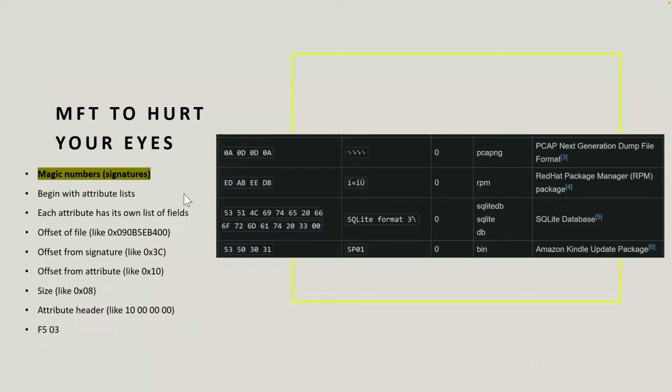What's important to you is the offset of the file, which is how far this is from the very beginning of this entire drive. You have offset from the signature, which means how far the metadata you're looking for is from the beginning of the file. Then you have the offset from the attributes. Since you've chunked your metadata into attributes, you also want to know how far your specific field is. Is it the fourth row in the table called attribute?